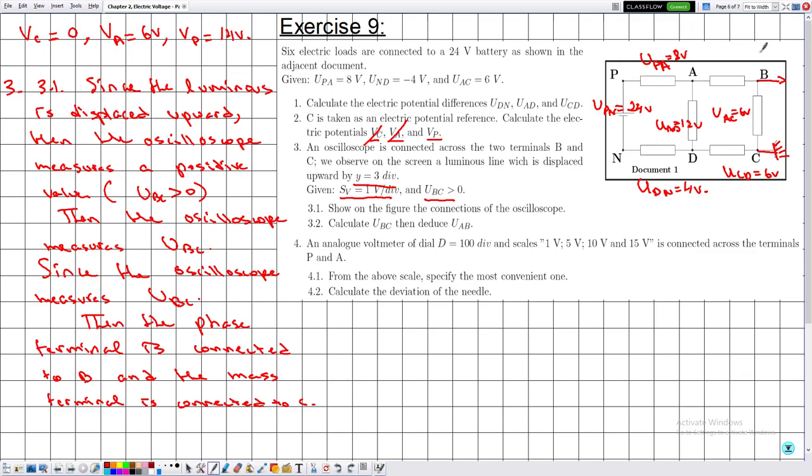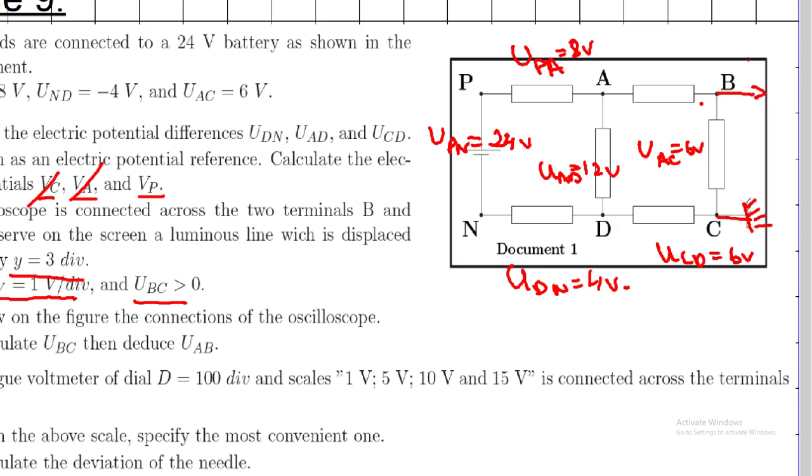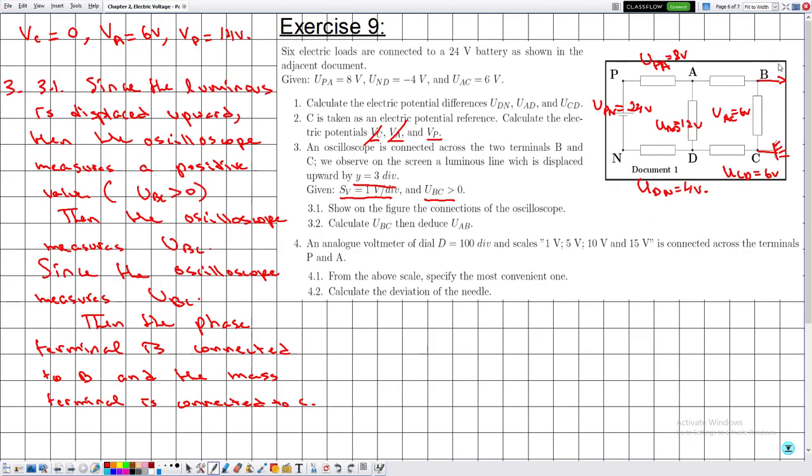So here, we have two methods to calculate UBC: either by the law of addition of voltages, or using the indication of the oscilloscope. If we use the law of addition of voltages, notice that to go from B to C, we need first to go through the point A, but we don't know UBA. We can go from B to P, but we don't know UBP. We can go from B to D, but we don't know UBD. We can go from P to N, we don't know UBN. So you can try out all the possible points, and you can see that you cannot determine UBC using the law of addition of voltages.